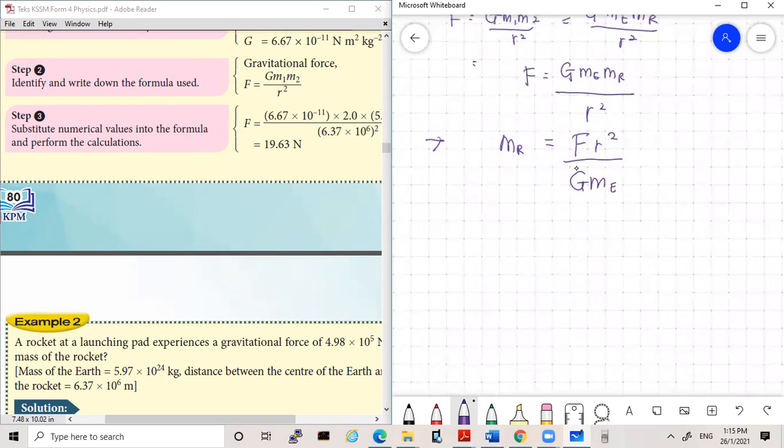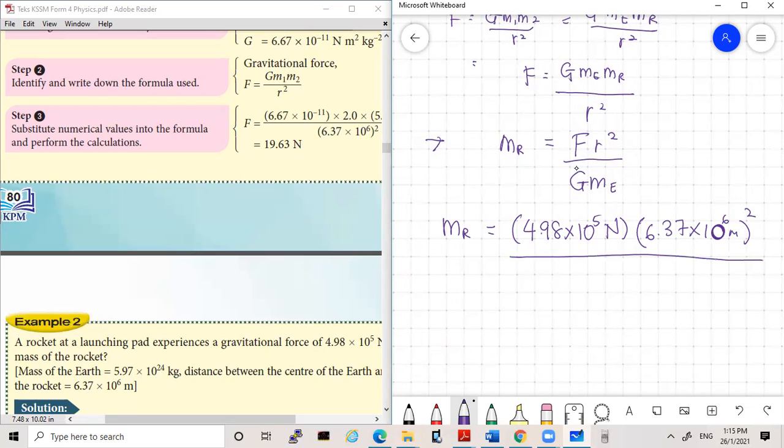Now after I change the position and make MR our subject, I will substitute. So MR equals F. What is the value for F? F is 4.98 times 10 to the power of 5 Newton, times R squared. Just put a bracket: R squared. What is R? R is 6.37 times 10 to the power of 6 meters, squared. Don't forget the square. Divide by G ME.